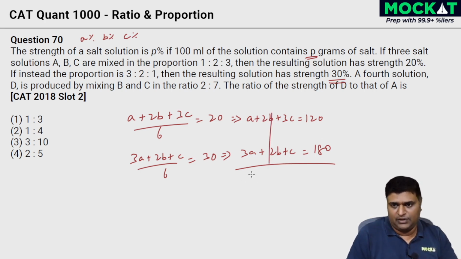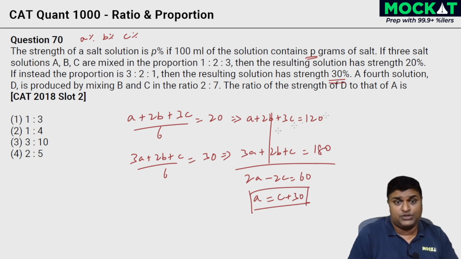This gets cancelled and we get 2A minus 2C equals 60, which means A minus C is 30, or A equals C plus 30. We can stop at this. This is all we can get from here. A fourth solution, D is produced by mixing B and C in the ratio 2:7. Now, B and C are being mixed in the ratio 2:7. Let me make some space. Let me write it here.